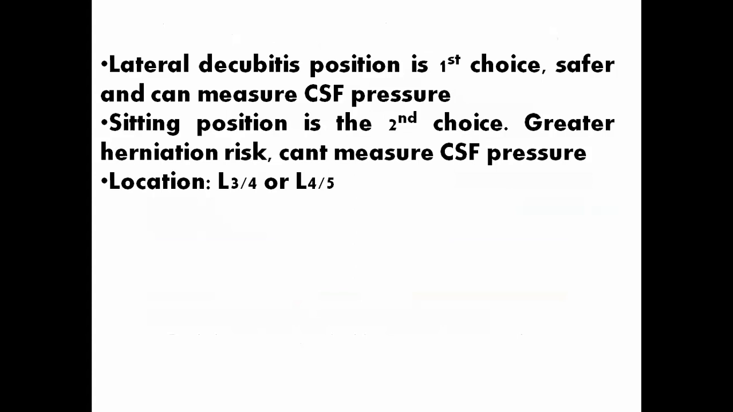But the sitting position is the second choice. There is a higher risk of herniation, and we cannot measure CSF pressure from the sitting position. The location will be between L3 and L4, or L4 and L5. The puncture area should be below L2, because at L1 and L2 your spinal cord ends.